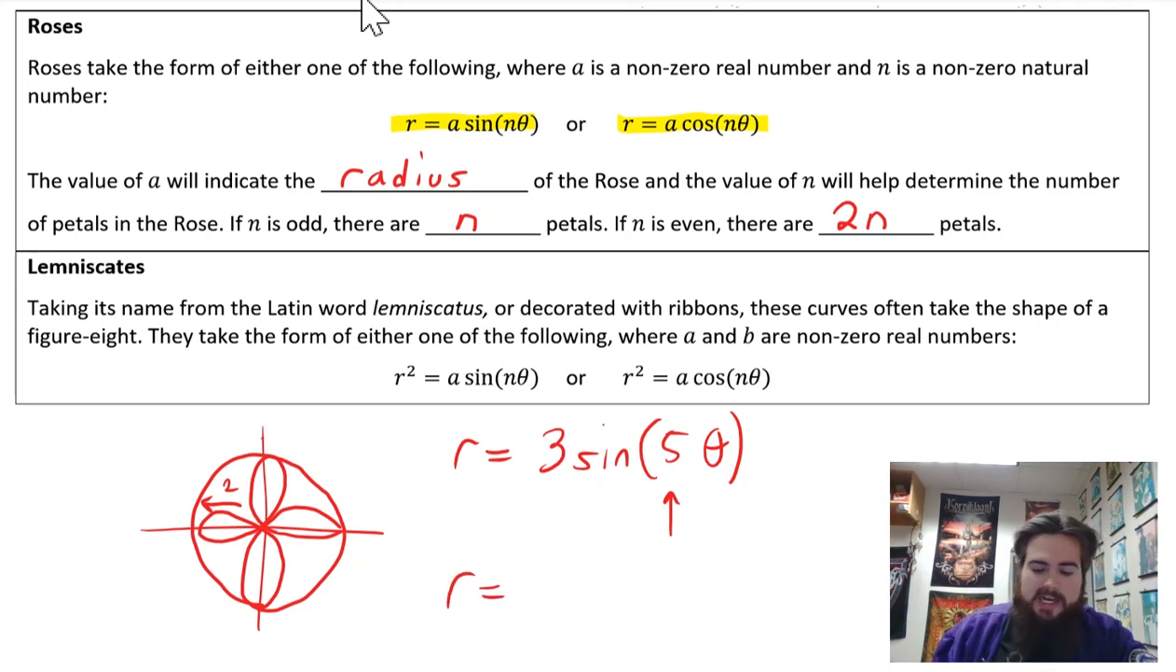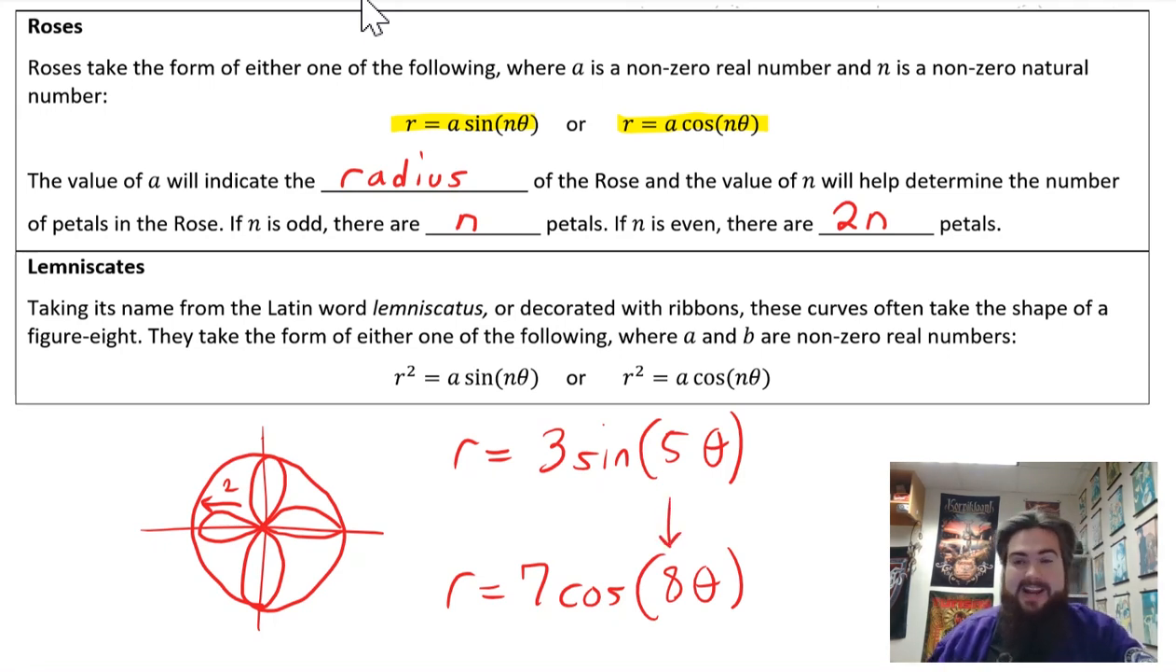If I have r equals 7 cosine of, I'll say, 8 theta, then because my value of n on the inside here is 8, which is an even number, there will therefore be 2 times 8, or 16 petals in this rose. This is a very nice thing to understand and recognize, as if you go into the problem already knowing how many petals to expect, then once you've graphed a portion of the curve, you should be able to generate the rest of it based on your knowledge of how many petals to expect.